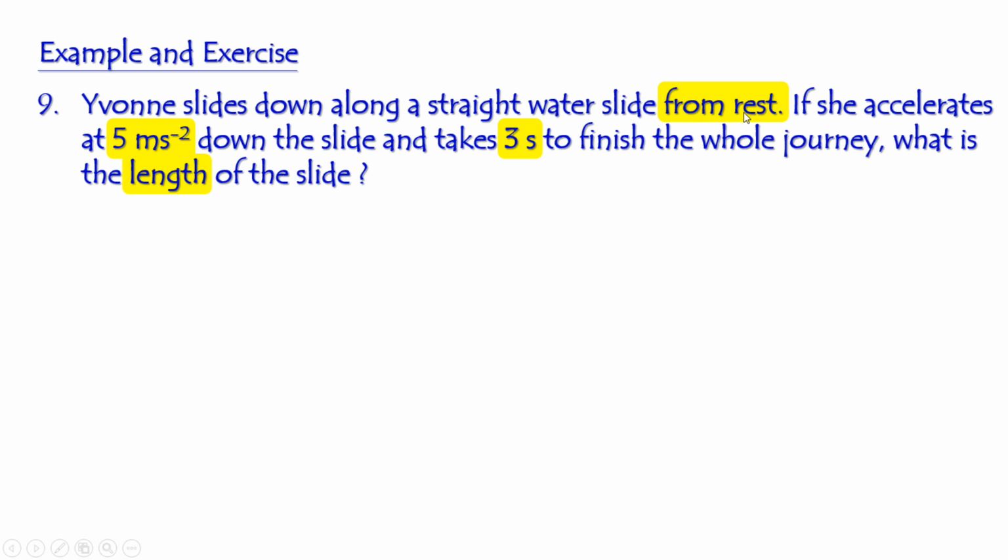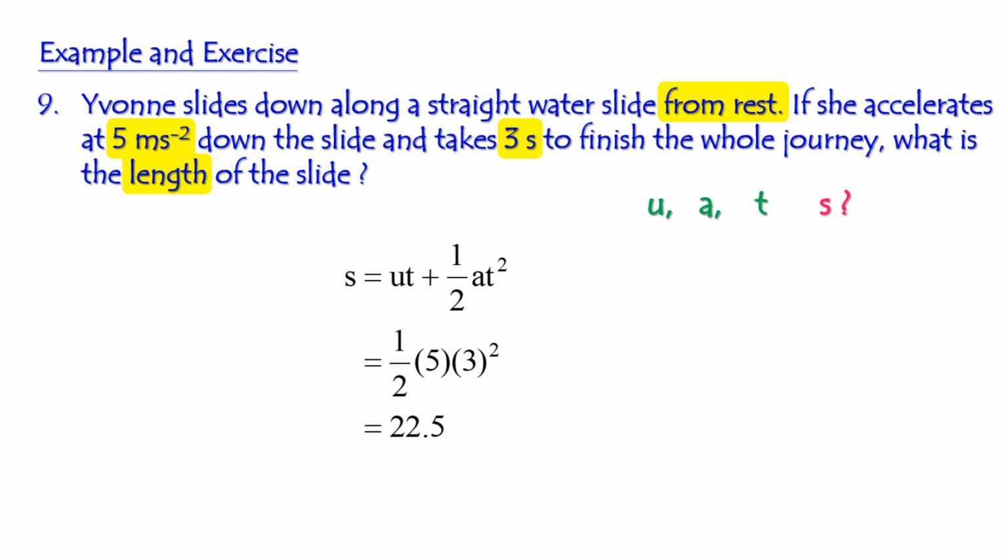So you have the value of u, and then a, and then this one is t, right? And you have to find out the length of the slide. That means the distance traveled. So you should use the third equation. Since u is 0, you can ignore the first term on the right hand side, and then it equals half times a, which is 5, and the time is 3 seconds squared. So the distance traveled is 22.5 meters. Okay, a very simple one. And then we come to the last one.